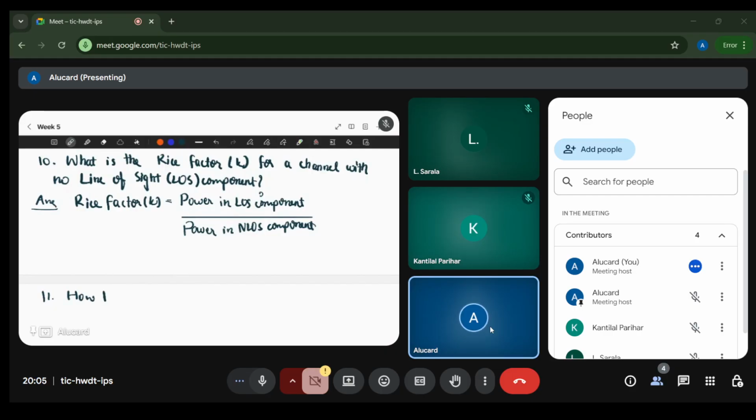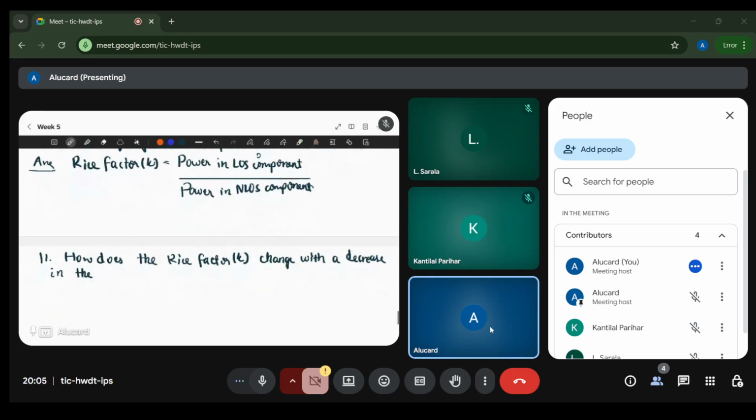The next question asks, how does the rise factor K change with a decrease in the power of the line of sight component?